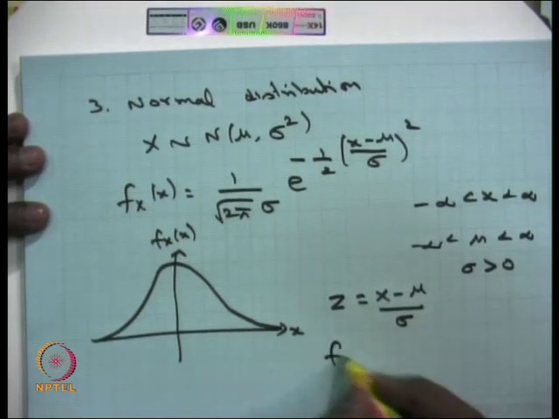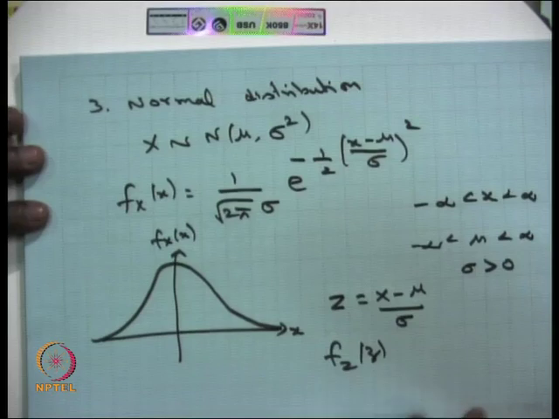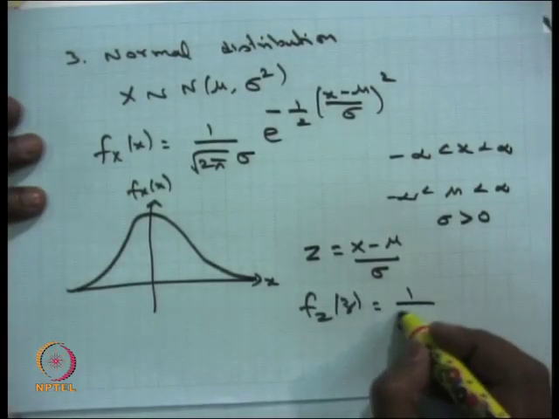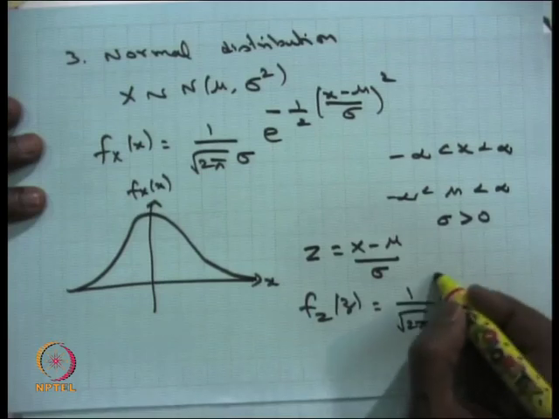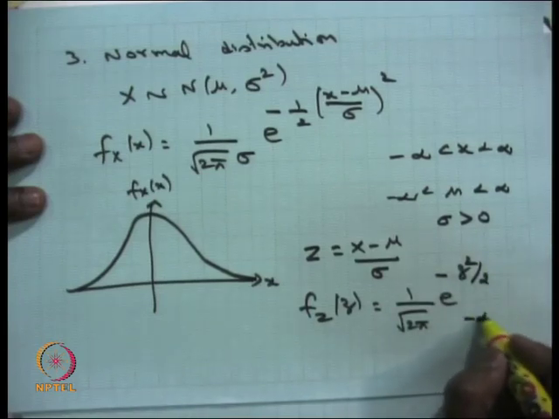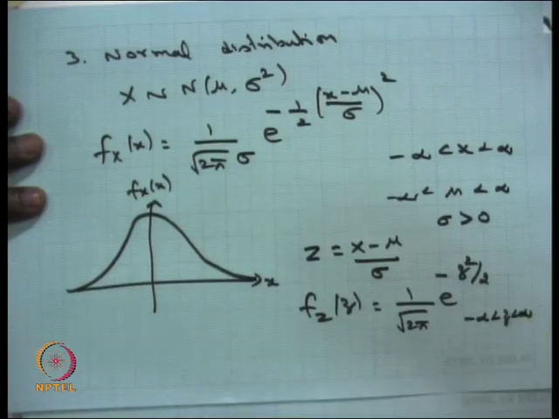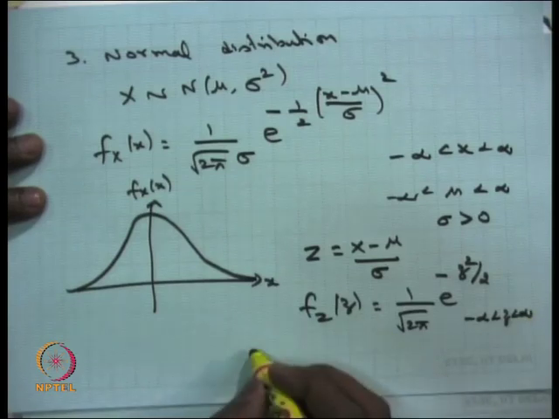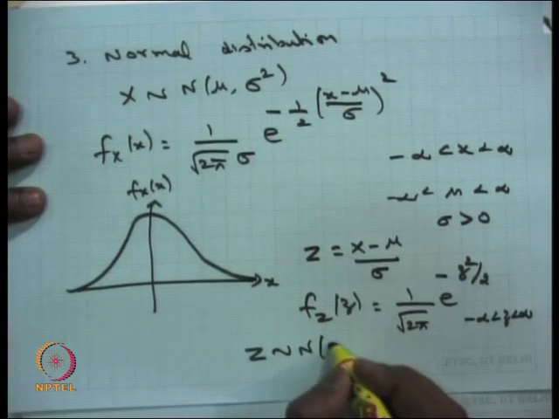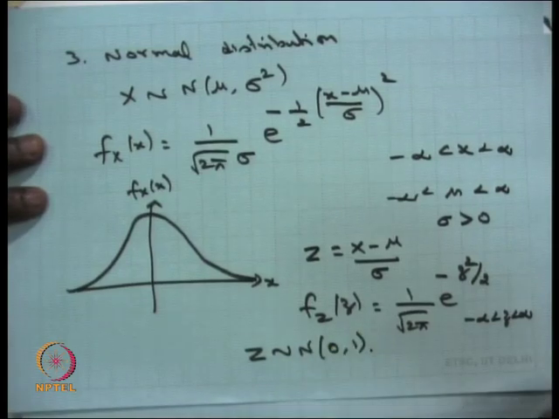So, you will end up with the standard normal one, that is 1 divided by square root of 2 pi, e power minus z square by 2, where z lies between minus infinity to infinity. So, this is going to be a standard normal distribution in which the mean is 0 and the variance is 1.